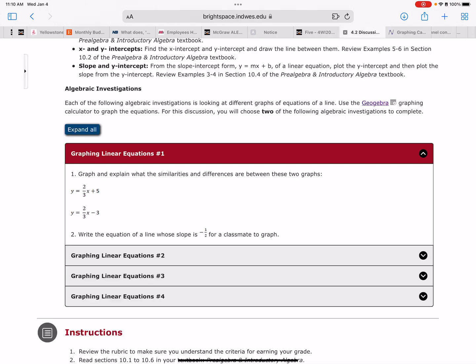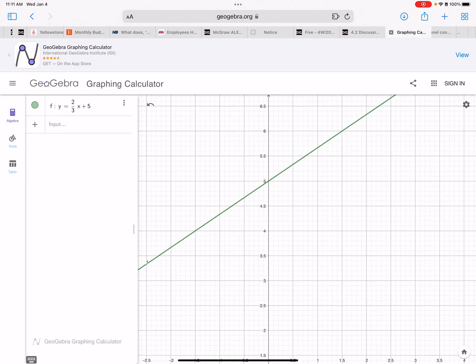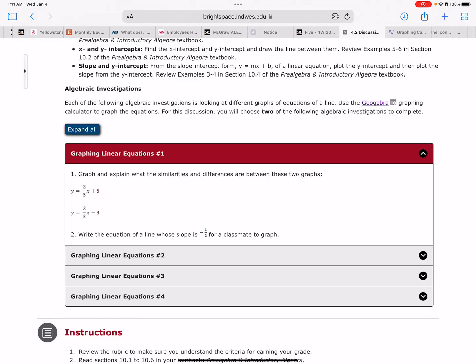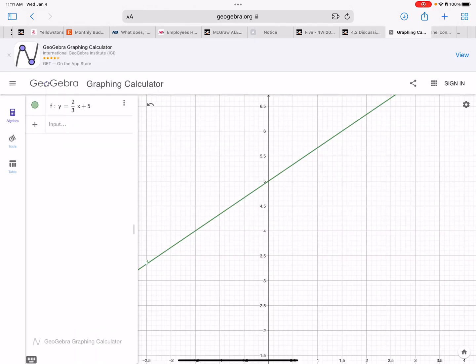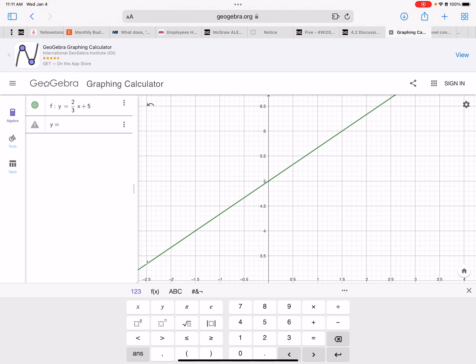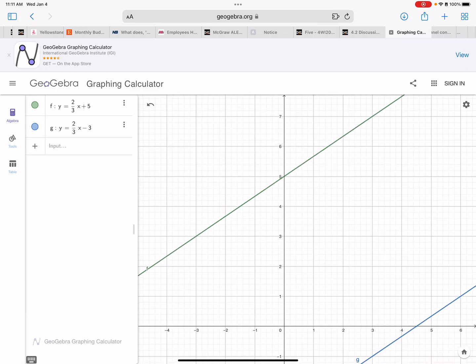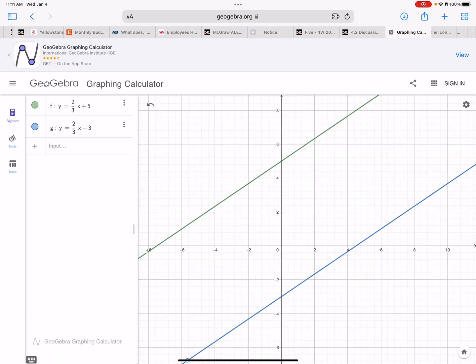So go back to the discussion. It says graph and explain what similarities and differences are between these two graphs. So you would say that about this first one. The second one is 2/3 x minus 3. So I'm going to put it in, y equals 2/3 x minus 3, and plug in this one. And I have to zoom out to see it because I couldn't see it there.